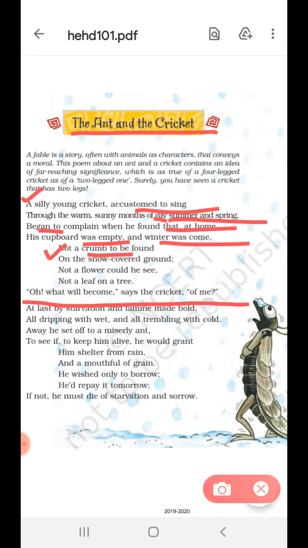So winter had started, and now only the cricket realized that he had not stored food, and he realized that he had made a mistake by not storing any food. So he wondered, the last line, oh, what will become, says the cricket, of me. It means that he started wondering what will happen to him because he did not have any food. Clear?